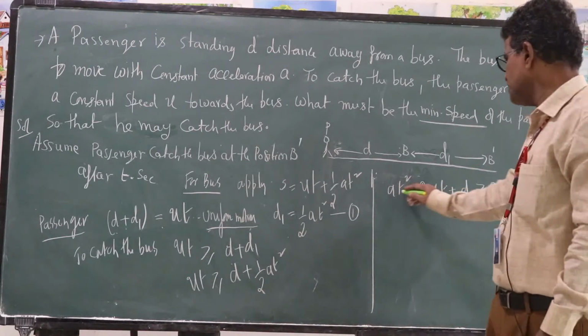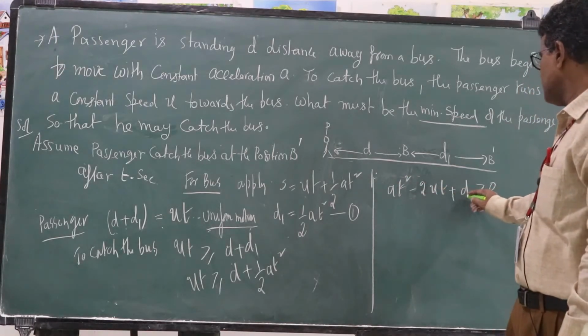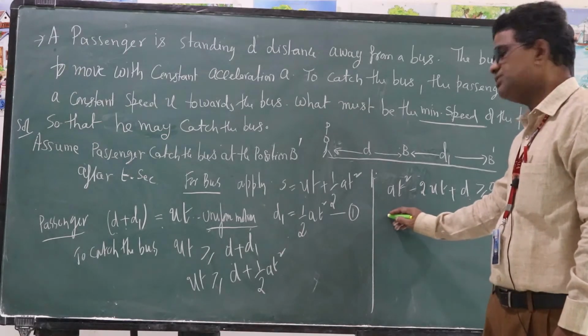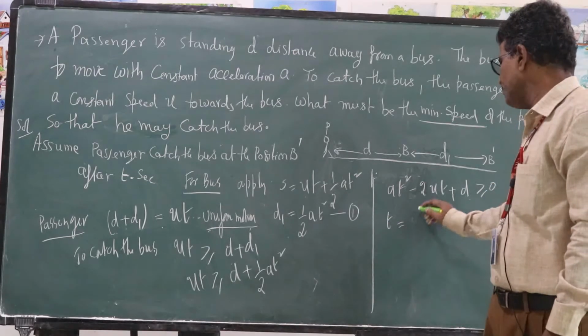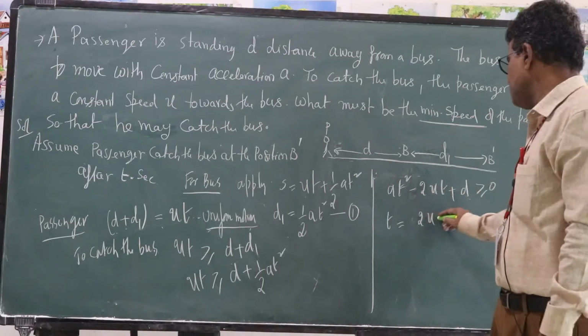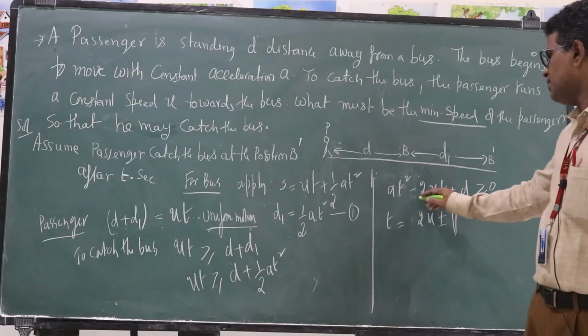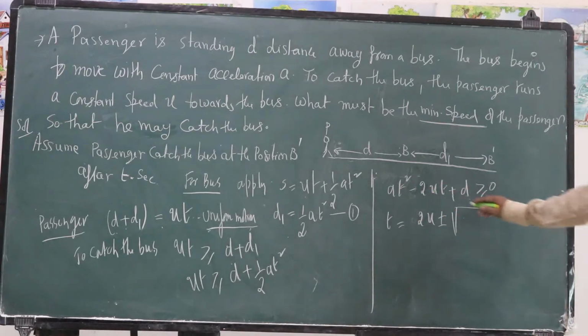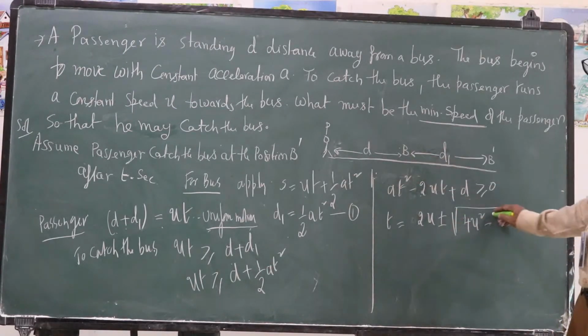What is the solution? This is quadratic in t. a is constant, u is the speed of the passenger. So what are the solutions for t? We have t equals minus b plus or minus the square root of b square minus 4ac, divided by 2a. I am using that formula. Here b is minus 2u, so b square is 4u square, and 4ac is 4a into 2d, that is 8ad.